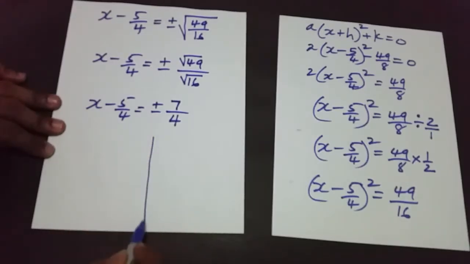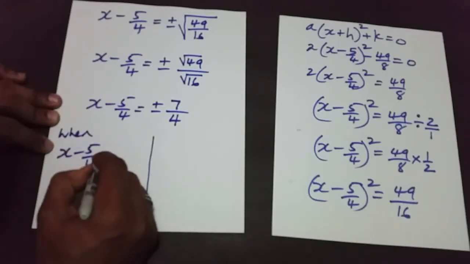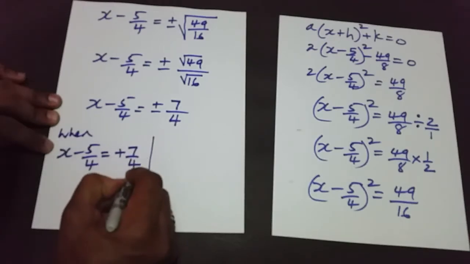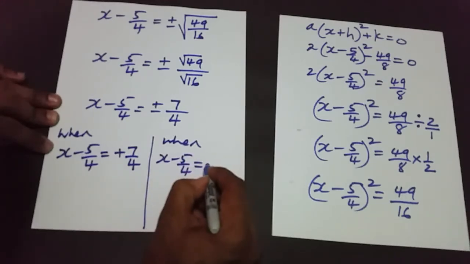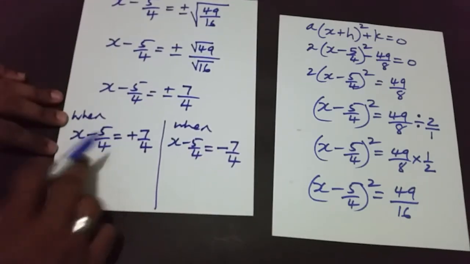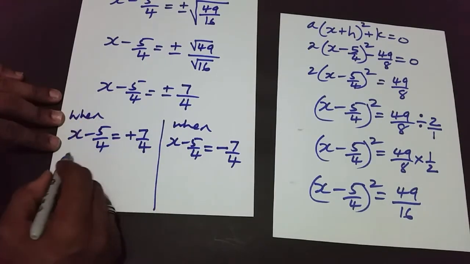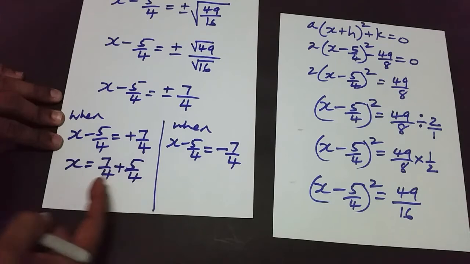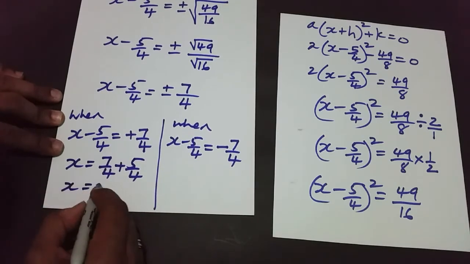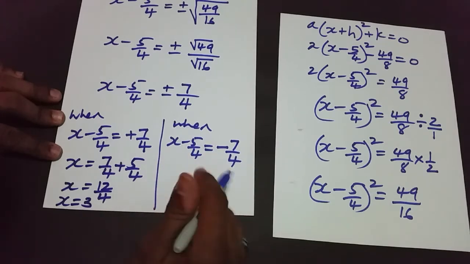In one case, we're going to have x minus 5 over 4 is equal to positive 7 over 4. And in the other case, x minus 5 over 4 is going to be equal to negative 7 over 4. So let's take a look at this side first. We're going to carry over the minus 5 over 4, and it's going to become positive. So x is going to be equal to 7 over 4 plus 5 over 4, and the denominators are the same. So we'll just add the numerators, and we can clearly see here that the value of x is going to be 3.